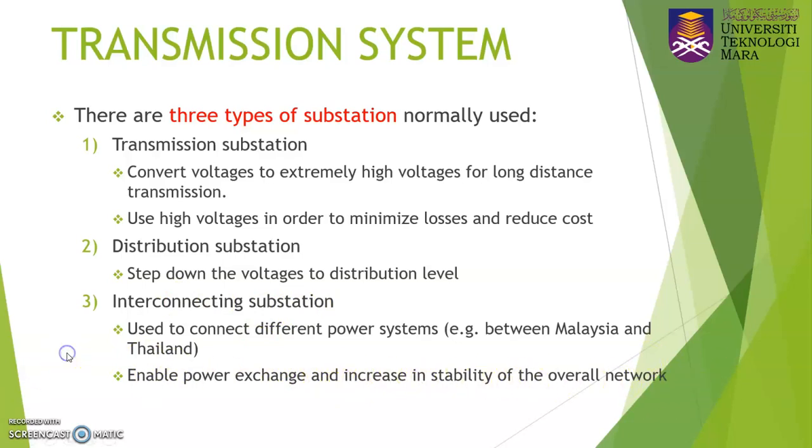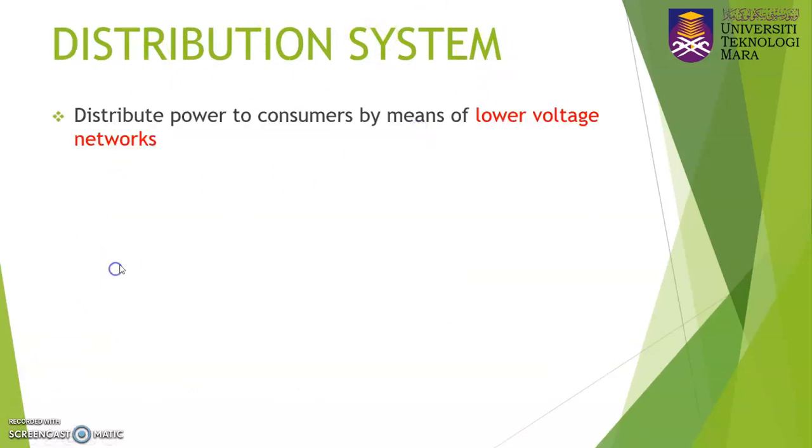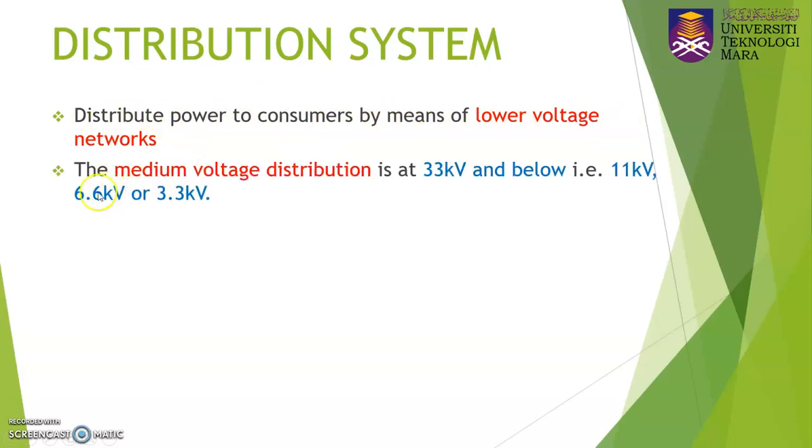Alright, and then next, we go to the distribution system. For the distribution system, it means that we need to distribute power to the consumer. So when we need to distribute the power to the consumer, we need to lower down the voltage network first. The medium voltage distribution is at 33 kV and below. For example, it can be 11 kV, 6.6 kV or 3.3 kV.